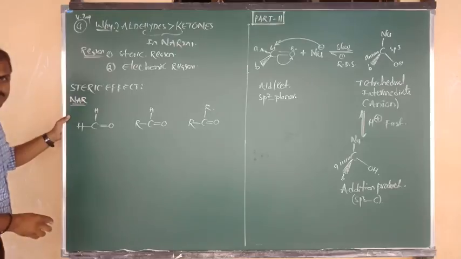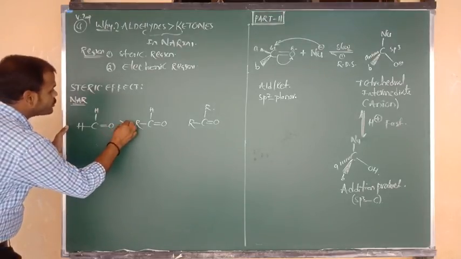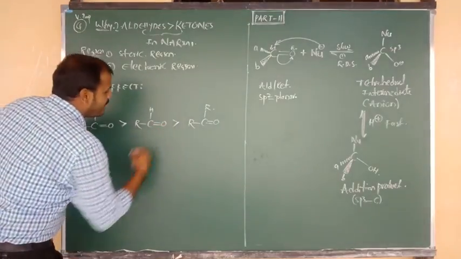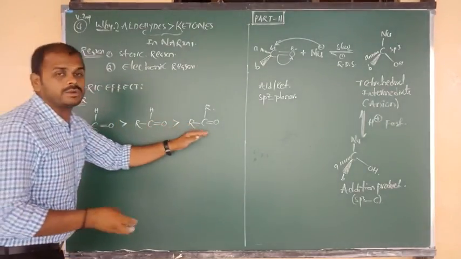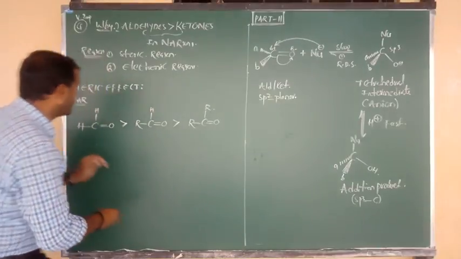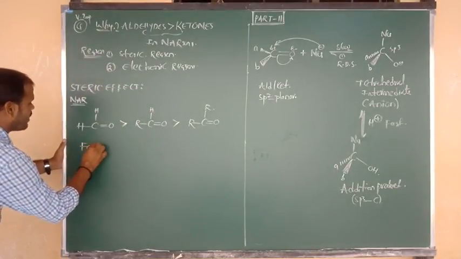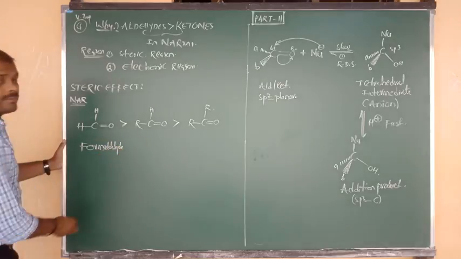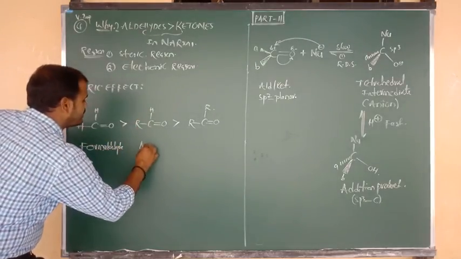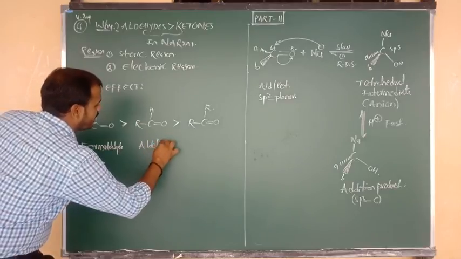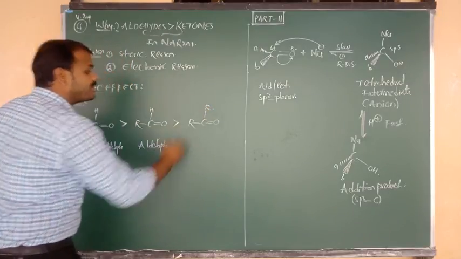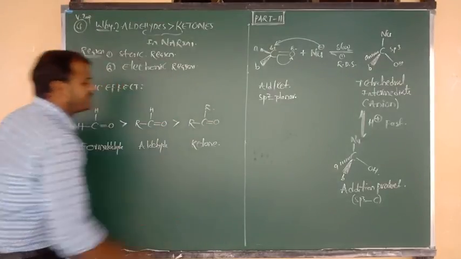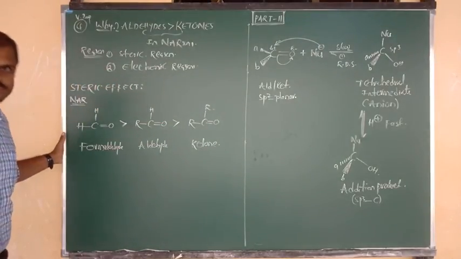Which is more reactive among all? I have to say that formaldehyde is more reactive. After that, other aldehydes and ketones are less reactive. The name of the first compound is formaldehyde, the name of the second compound RCHO is simply aldehyde, and RC double bond O R is a ketone. Like that I have taken three different examples.